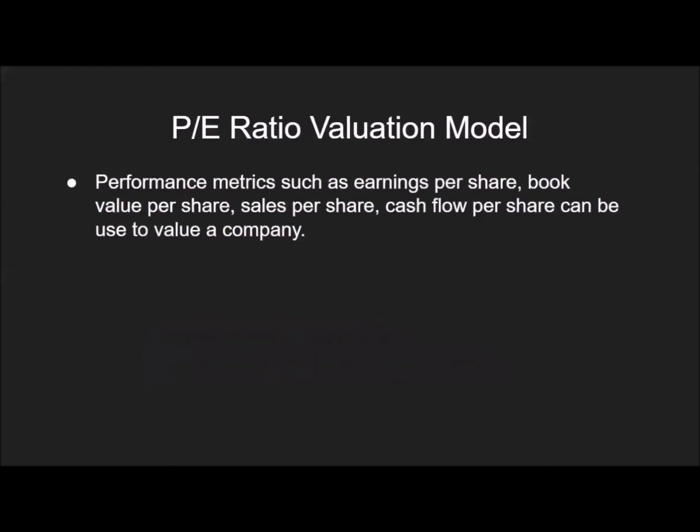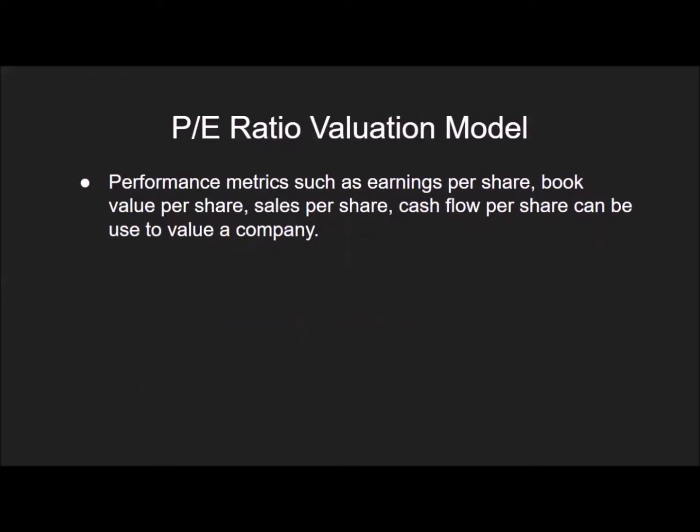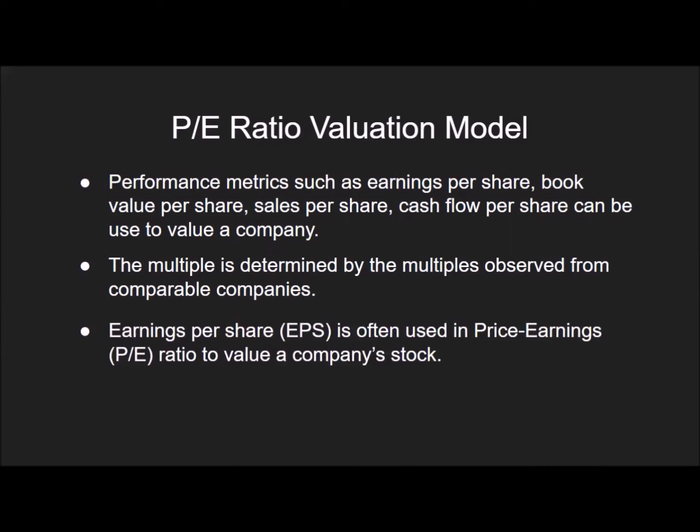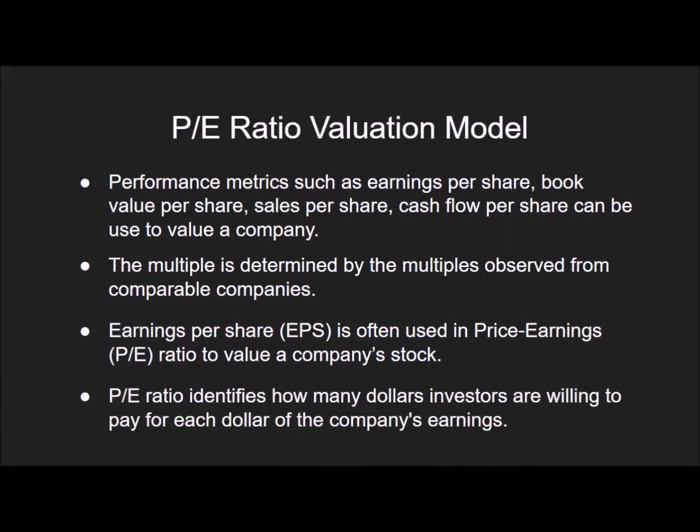A company's performance metrics such as earnings per share, book value per share, sales per share, and cash flow per share can be used to value the company. In such case, the multiple is determined by the multiples observed from comparable companies. The most common metric is earnings per share, better known as EPS. Price-earnings ratio, or P/E ratio, is a popular technique for stock valuation. P/E ratio identifies how many dollars investors are willing to pay for each dollar of the company's earnings.